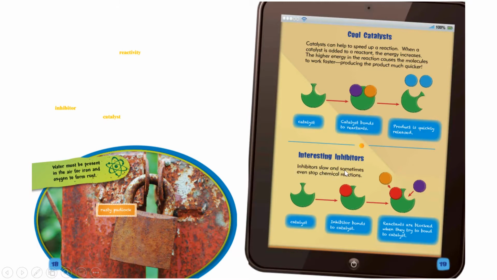Interesting inhibitors. Inhibitors slow and sometimes even stop chemical reactions. Inhibitor bonds to catalyst. Reactants are blocked when they try to bond to catalyst.